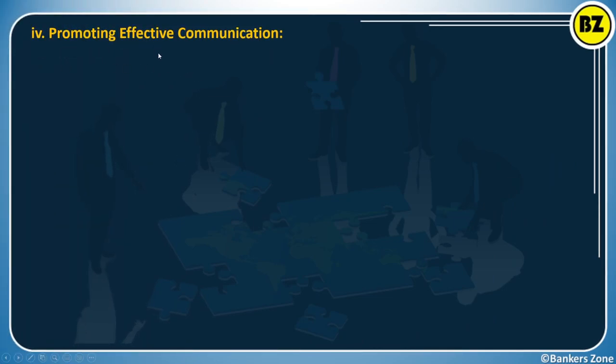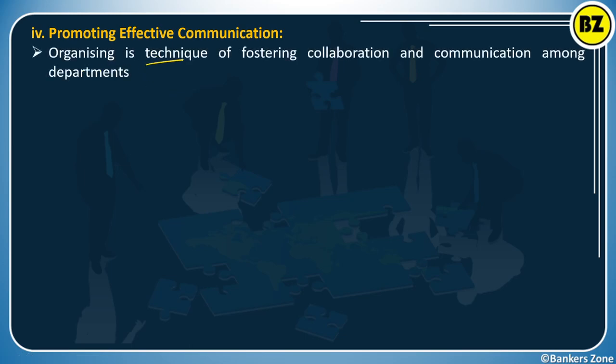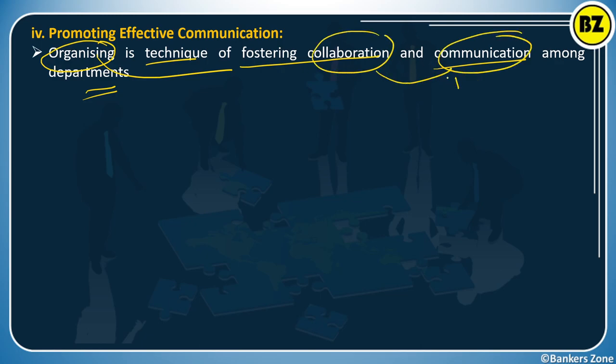Now the fourth is what? Promoting effective communication. What do you mean? How can effective communication be promoted by using organizing? Organizing is a technique of fostering collaboration and communication among the departments. Due to organizing, what happens? The collaboration and the communication between the different departments increases, right? And that's why we can say organizing itself is good for effective communication, right?